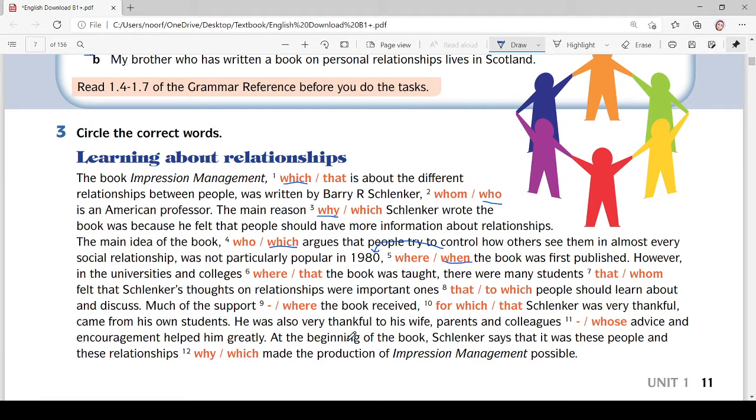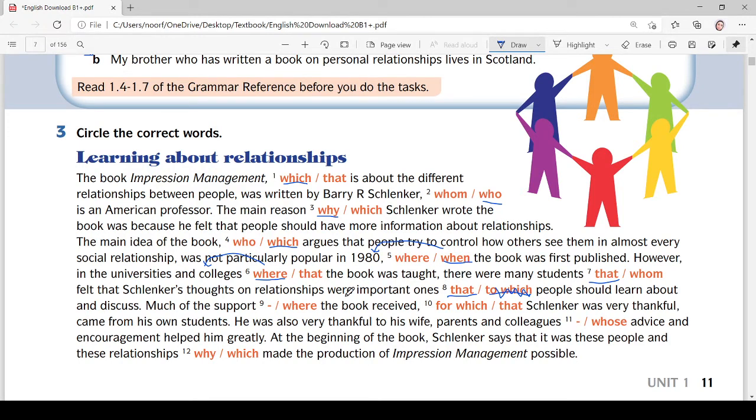However, in the universities and colleges where the book was taught, where there were many students that felt, whom ni lebih kepada kepunyaan. That felt that Schlenker's thoughts on relationships were important ones that people should learn about and discuss. I think it's that lah. To which ni tak sesuai sebab dia to which ni kan kita guna untuk yang mana satu. So dia tak ada pun mention about anything yang ada between options ke, tak ada. So that people should learn about and discuss.